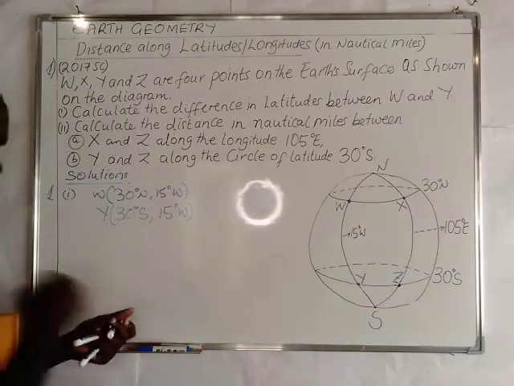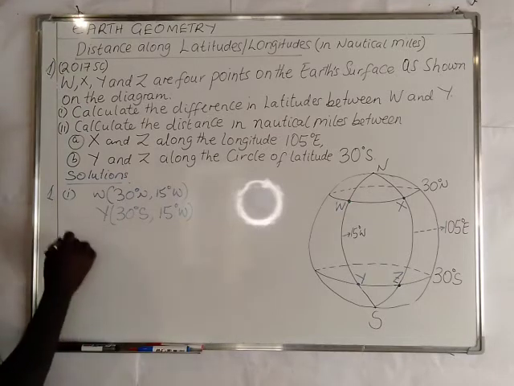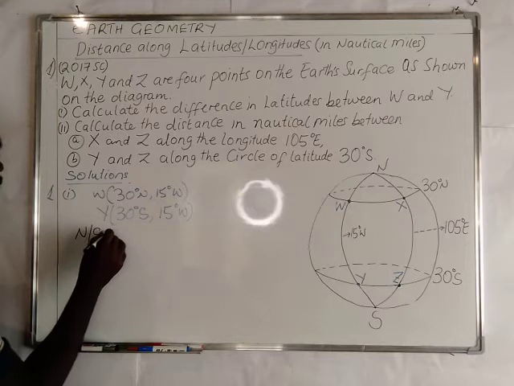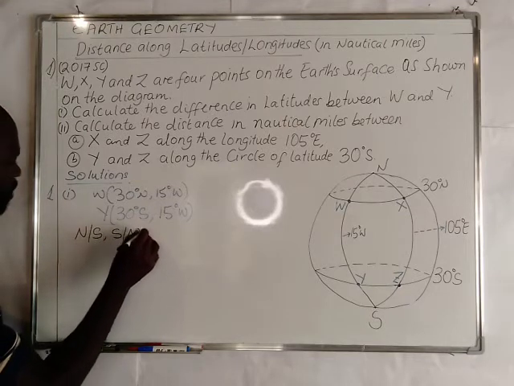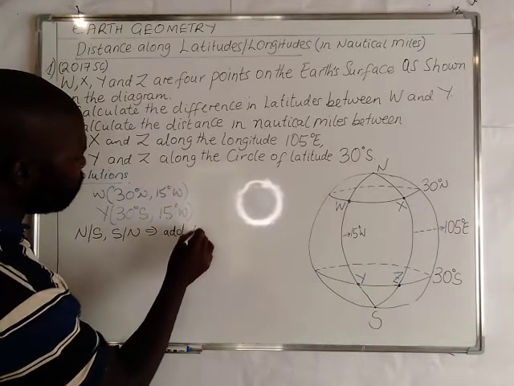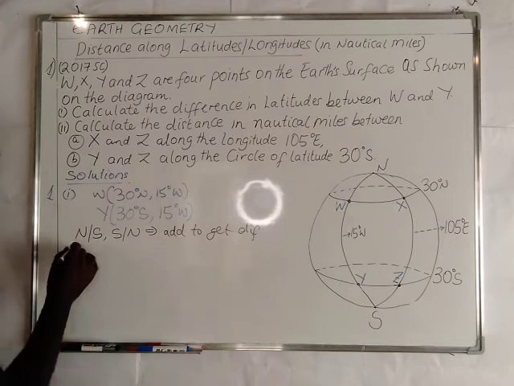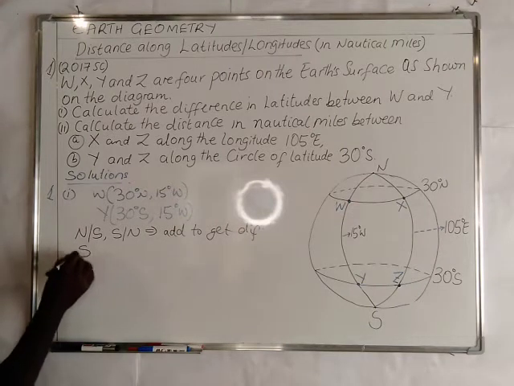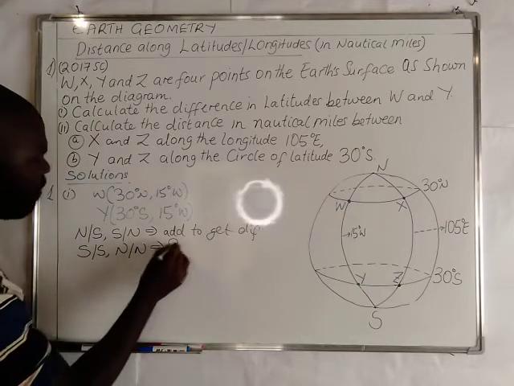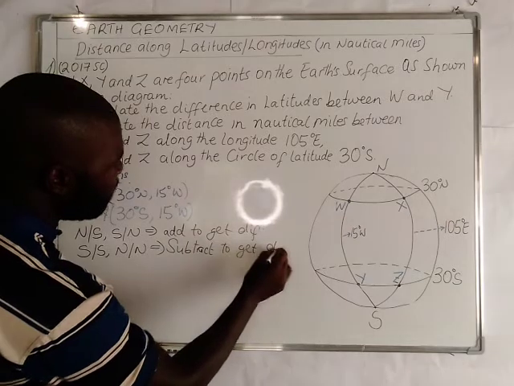So the way we do it, we follow these rules. If the two places are in different hemispheres, for example north, south, or vice versa, south, north, we add to get the difference. Now, suppose they are in the same hemisphere, for example south, south, or north, north. To get the difference, we subtract.